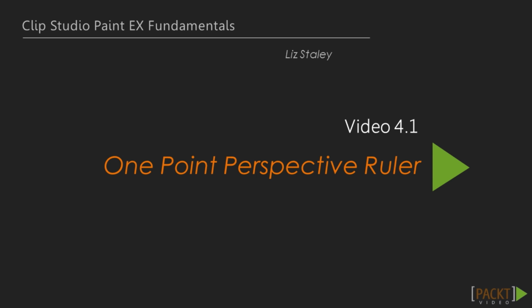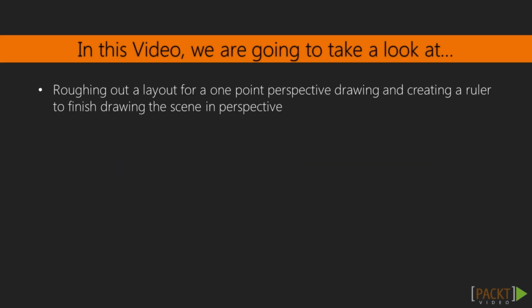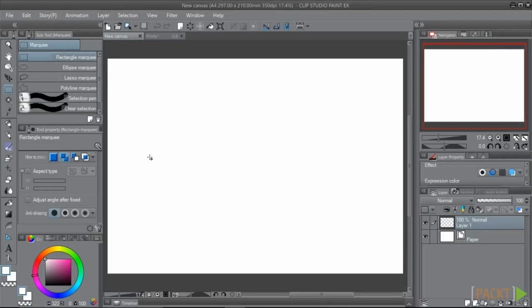The first video in this section will cover the 1-point perspective ruler. In this video, we are going to sketch out a 1-point perspective scene and then create a ruler that will help us flesh it all out in perfect perspective. Let's get started. To start off with, we need a canvas to draw on. I'm using an A4 size canvas at 350 dpi, but you can use whatever feels most comfortable to you.